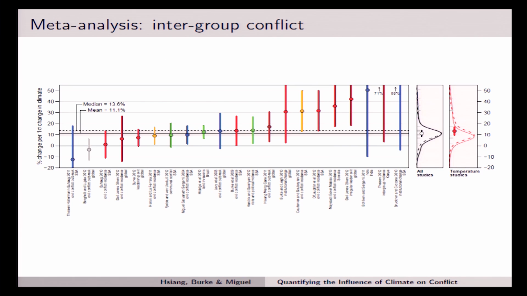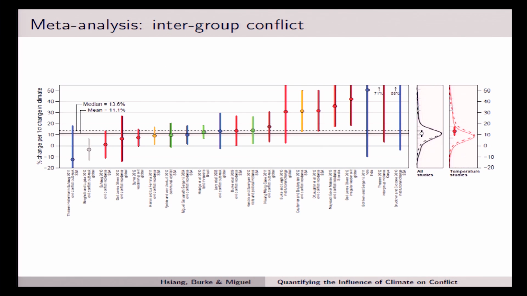This is for when we look at intergroup conflict, there's actually many, many more studies. And what we find is an average and a median estimate in the vicinity of about 12 to 14% per standard deviation, which is actually a much larger change in risk, but it's important to point out that these are much less common events. Civil war, civil conflict are much less common than interpersonal violence.